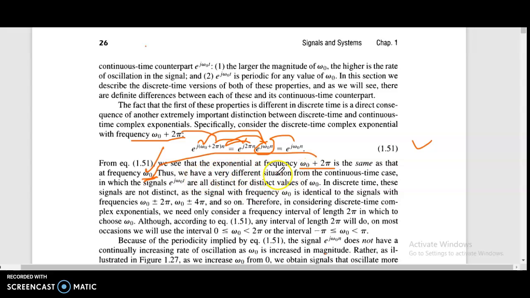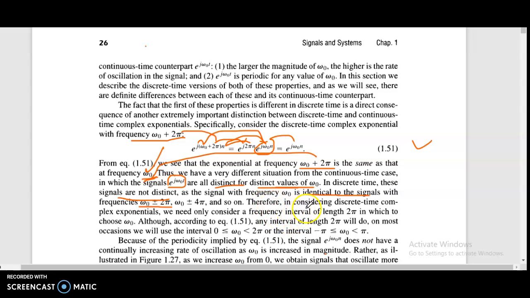We have a different situation from the continuous time case, in which the signals e power j omega naught t are all distinct for distinct values of omega naught. In discrete time this is not the case. The signal with frequency omega naught is identical to the signals with frequency omega naught plus or minus 2 pi, omega naught plus or minus 4 pi, and so on.